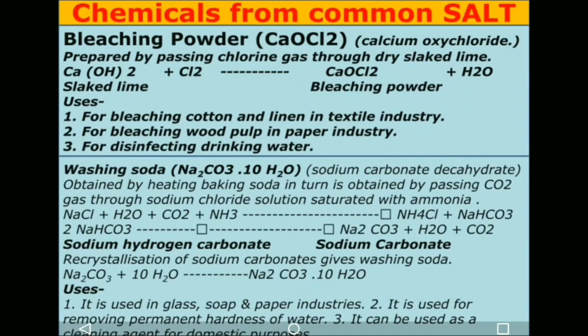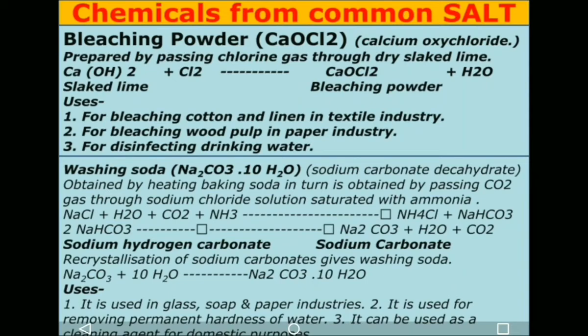Keep in your mind, you should remember all the preparations of salts, properties and uses. Now we will see the properties of bleaching powder. Bleaching powder is a yellowish white powder. It gives a strong smell of chlorine. Don't forget it.